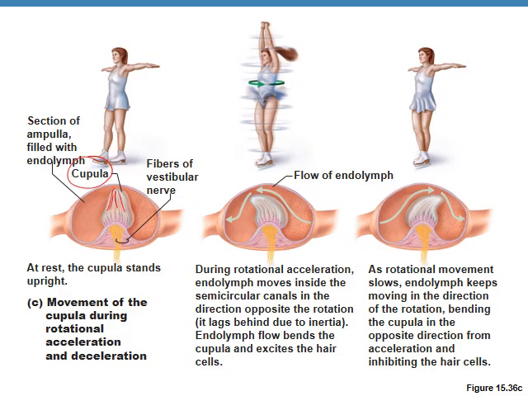All the hair fibers are straight up, right? You aren't really moving. You're standing still. What happens when you start spinning? So she's spinning this way. So the endolymph is spinning the opposite way. What happens to the cupola? The hairs get bent, right? And when you stop, the fluid starts moving back the other way as you're coming out of your spin, and the hairs move back. So one is increasing the action potentials to the brain, and the other is decreasing the action potentials to the brain.